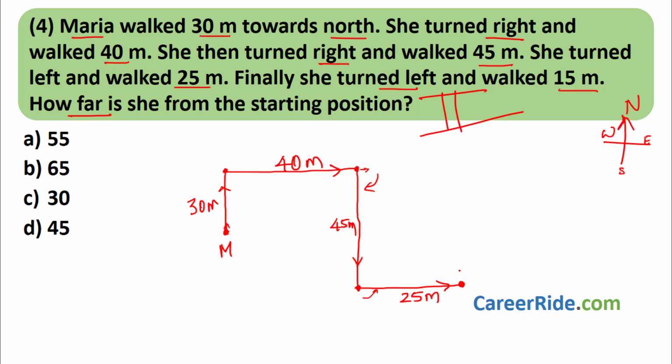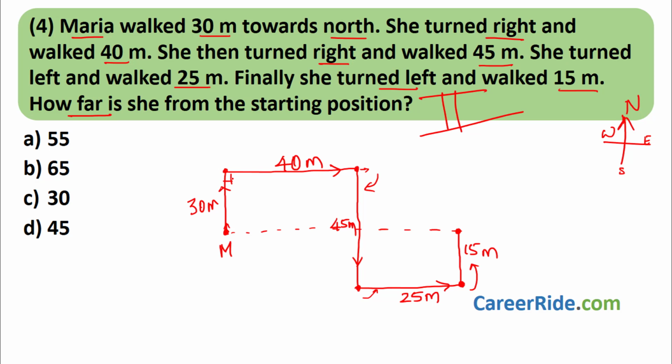Finally, she turned left. Again, she is turning left. That means turning like this, correct? So she is turning left and walking 15 meters, okay? This is 15 meters. How far is she from the starting point? Okay, this is the starting point, this is the final point. We have to find how far she is from the starting point. That is, we have to find the distance between these two points, right?